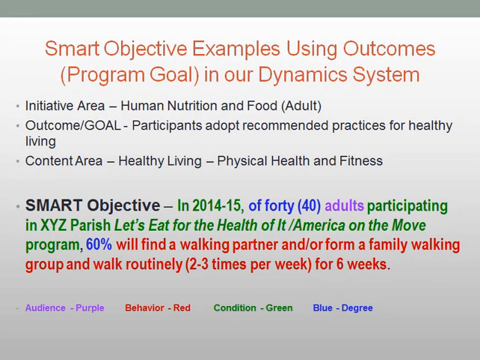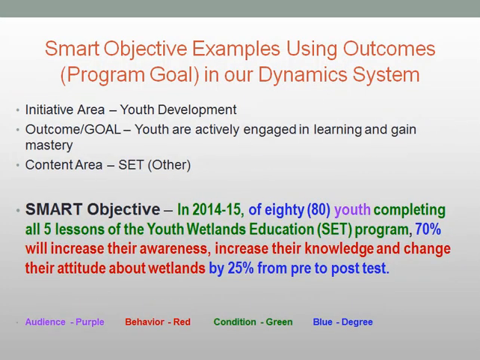Specific, measurable, attainable, relevant, and timely? Yes, it meets those criteria. Does it include the ABCD components? Audience, behavior, condition, and degree? Yes, it does. And is it written in the format provided for SMART objectives? And yes, it does. Here's another example.